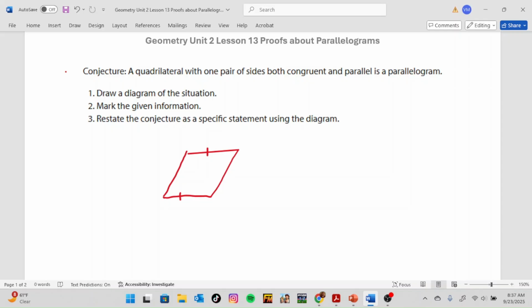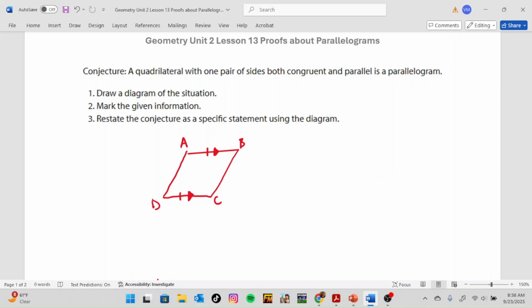And they're telling us those sides are parallel. So I'm going to put the little arrow symbol that we've seen that tells us when lines are parallel. And then I'm going to label the corners so that we can call this A, B, C, D. So here's the diagram of the situation, and it has all the information. It's got the corners marked with letters, it's got the top and bottom marked as congruent, and it's got the top and bottom marked as parallel.